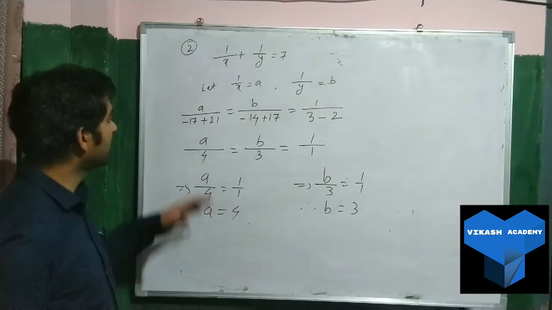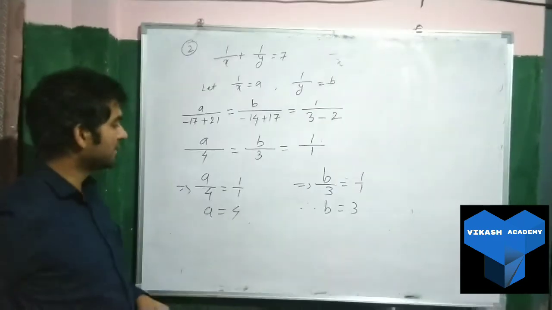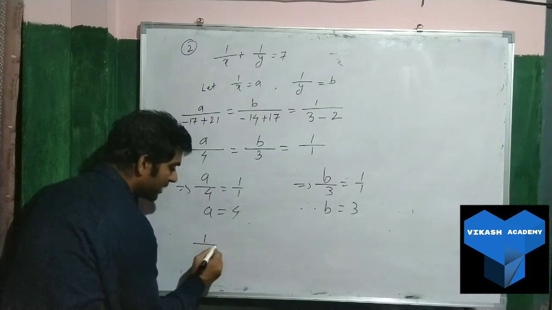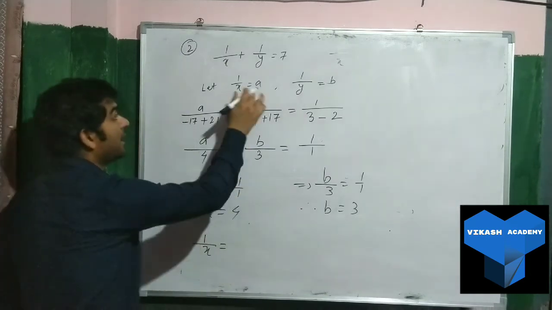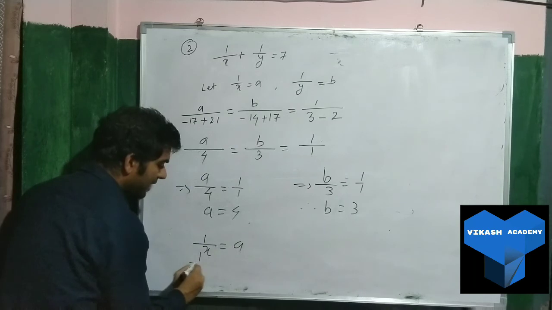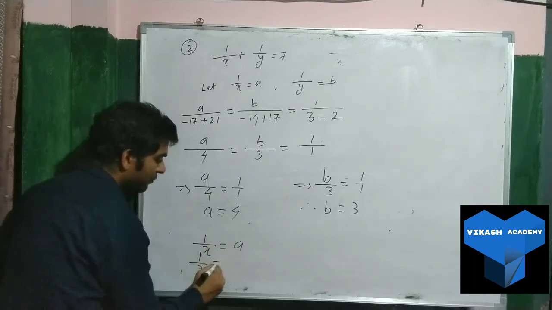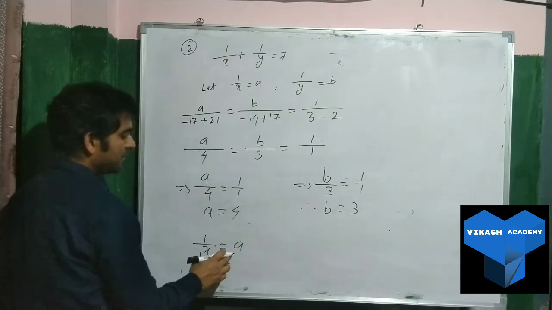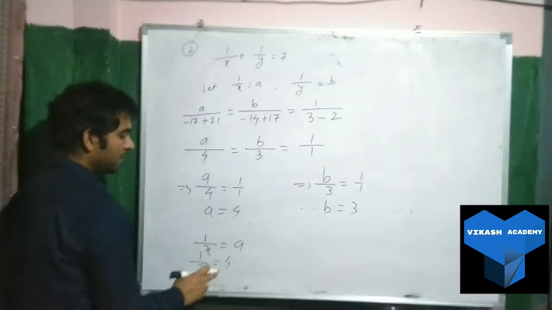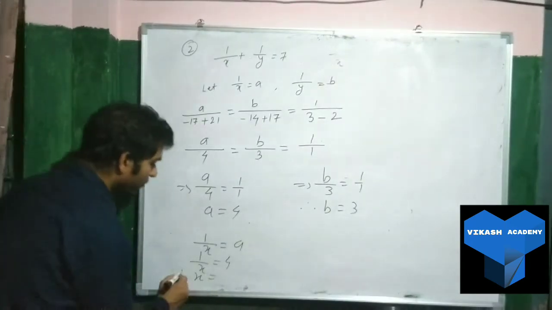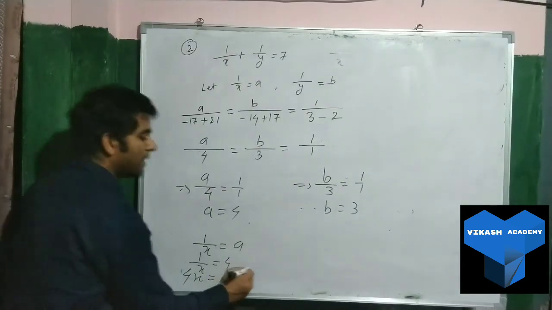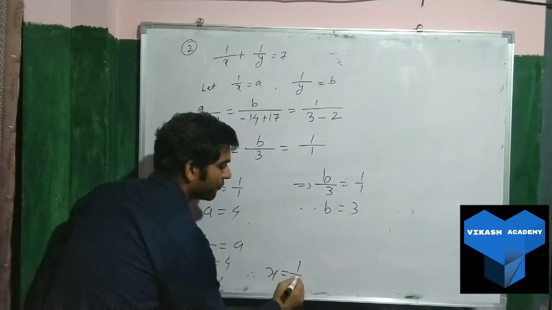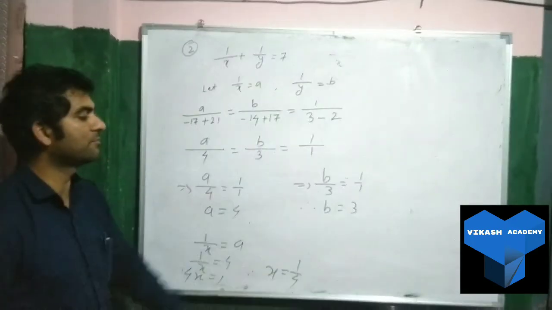Now let us find the value of X and Y. How to find the value of X and Y? We know 1 by X is equal to A. You will write A, 1 by X will be 1 by X, 4 will be 4. Cross multiply, you will get 4X is equal to 1, so X is 1 by 4. So we got X is equal to 1 by 4.